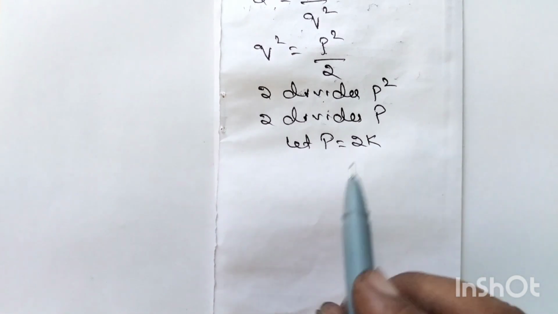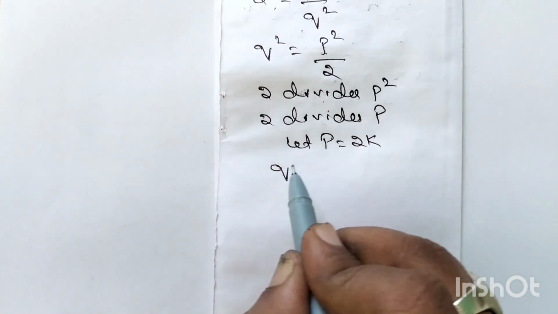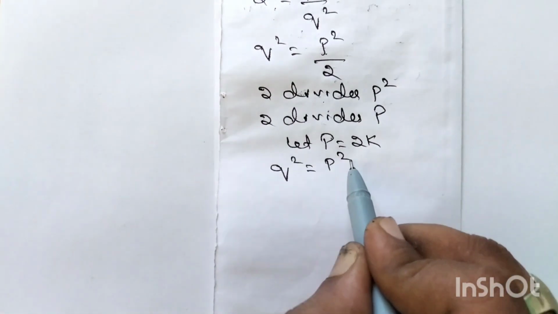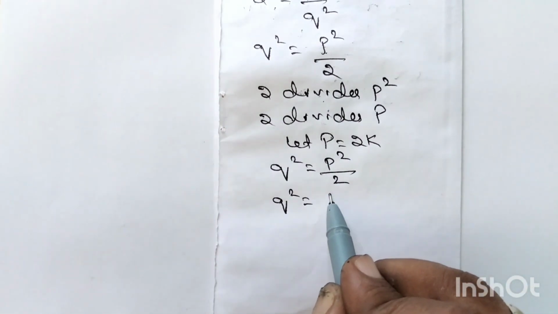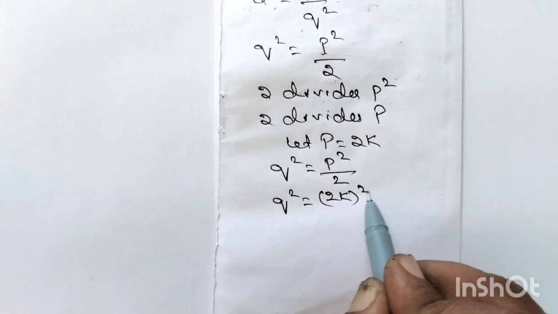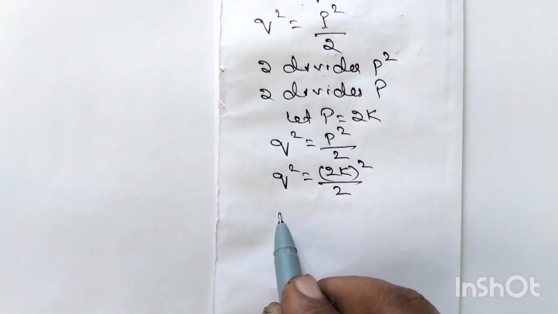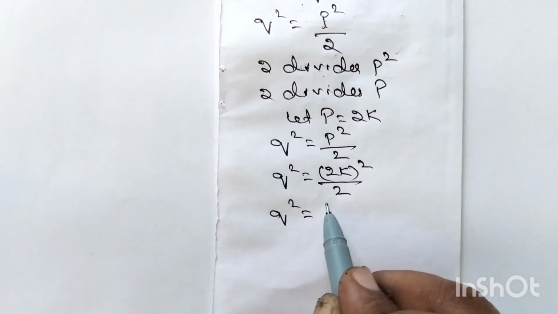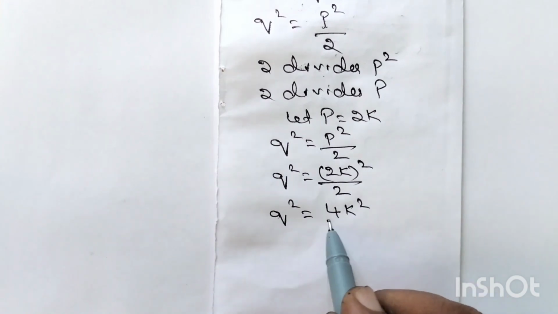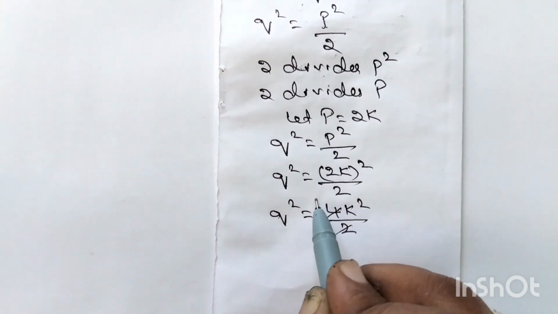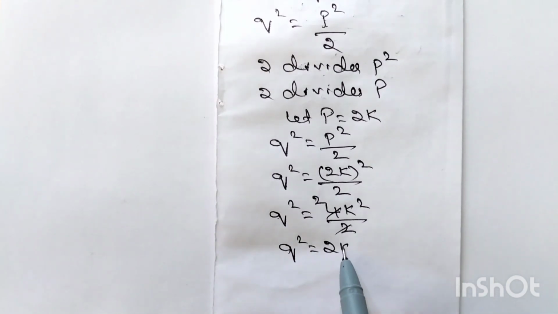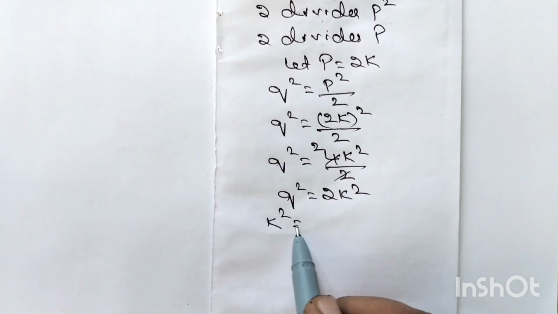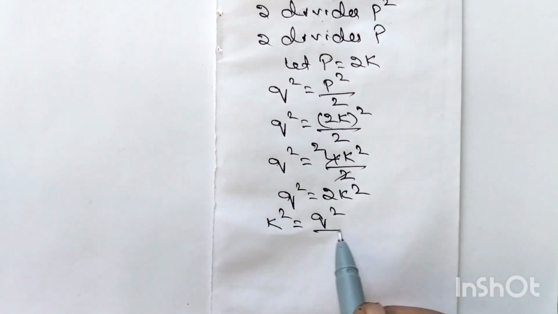Wherever p comes, we have to put 2k. So q square is equal to p square by 2. So q square is equal to, what is p square? 2k whole square divided by 2. So q square is equal to 2 square becomes 4k square by 2. So 2 1s are 2, 2 2s are 4. So q square is equal to 2k square. Or we can write it now, k square is equal to q square by 2.